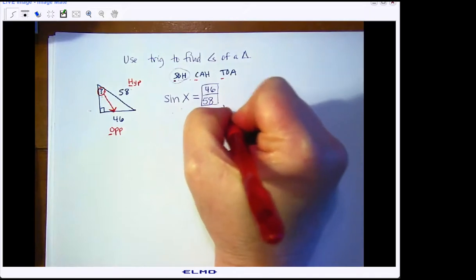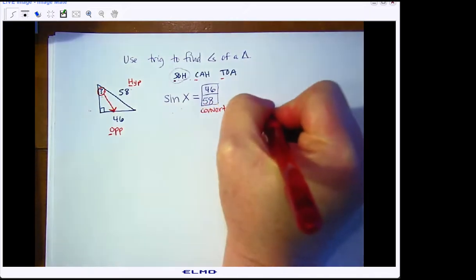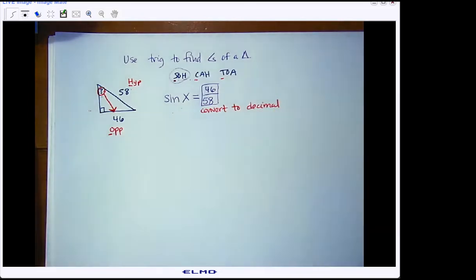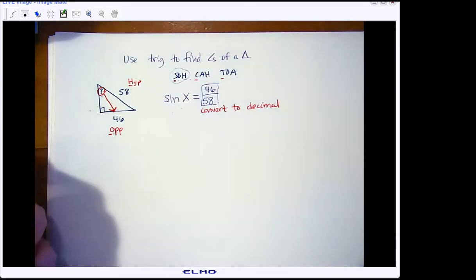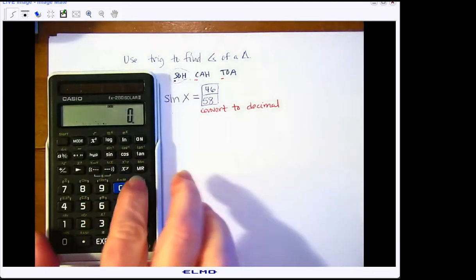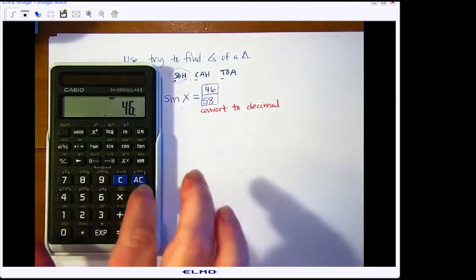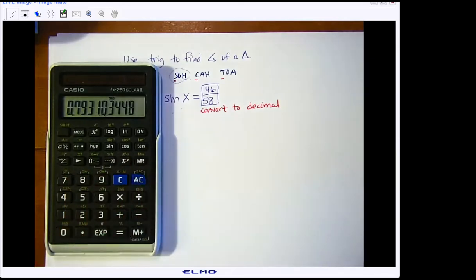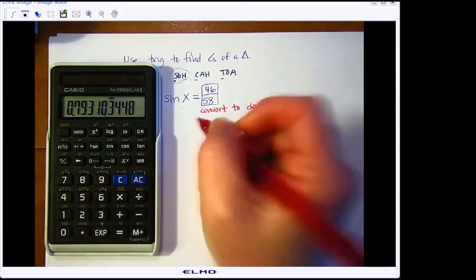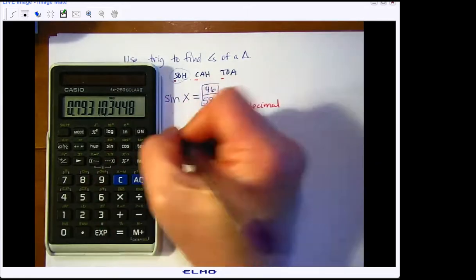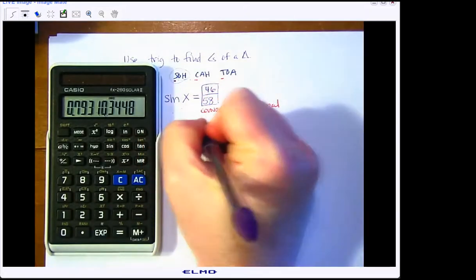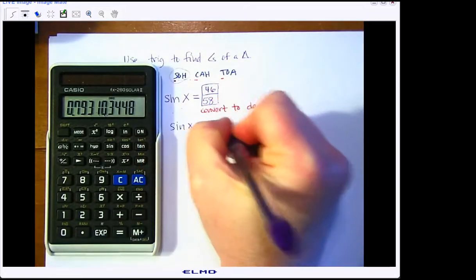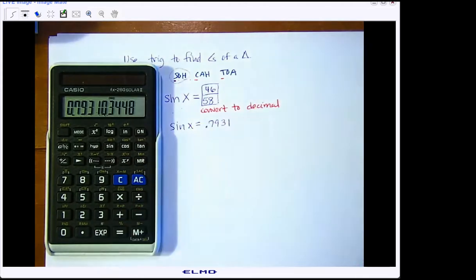Convert to a decimal. So we're going to put it in our calculator. And we're going to say 46 divided by 58 equals. And you can just take the first four numbers. So we know that the sine of X is equal to 0.7931. You don't necessarily have to round it, just truncate it, it's fine.